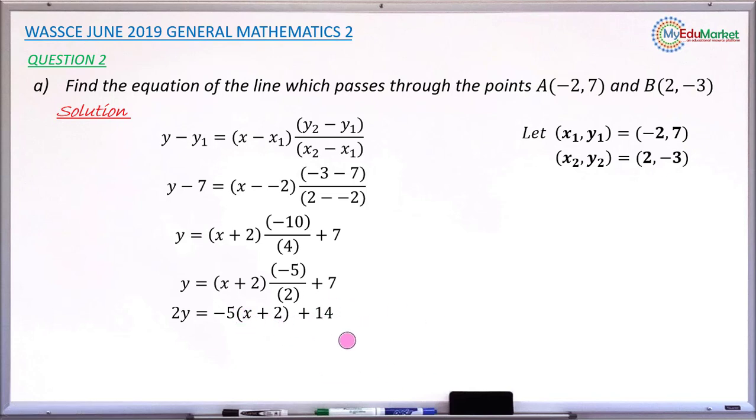So next is to expand this bracket, that is multiply minus 5 by what is in the bracket. You now have 2y equals minus 5 times x is minus 5x, and minus 5 times plus 2 is what gives minus 10. Then copy plus 14. So there we now take everything to the left. There you now have 2y plus 5x, minus 5x shifted to the left is what gives this plus 5x. Minus 10 plus 14 is positive 4, and that positive 4 shifted to the left is what gives this minus 4 equals 0. So this is the required equation, or this is the equation that passes through these 2 points.